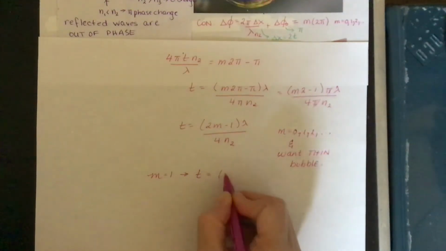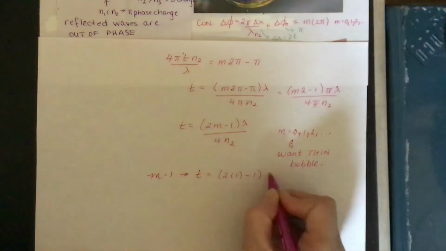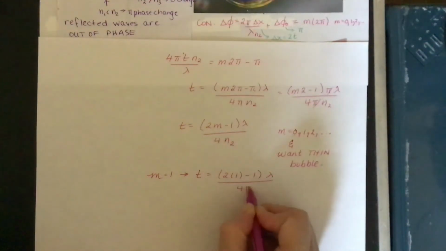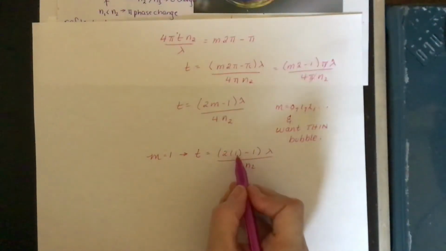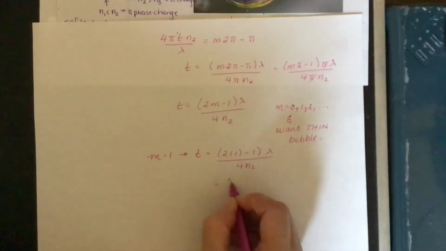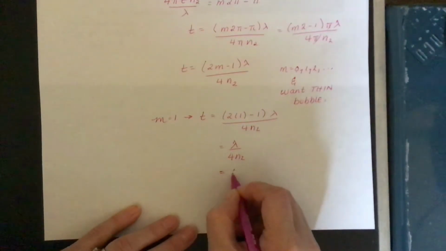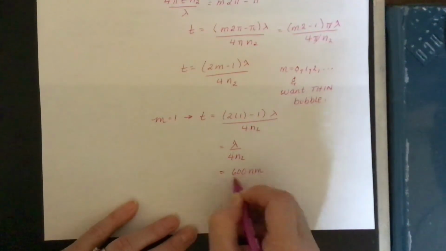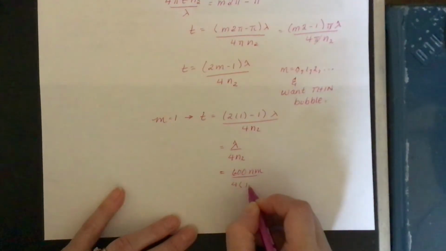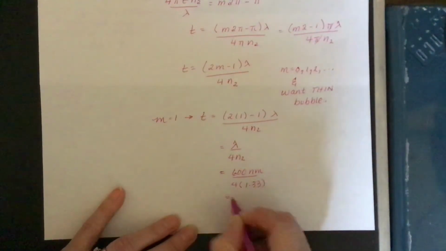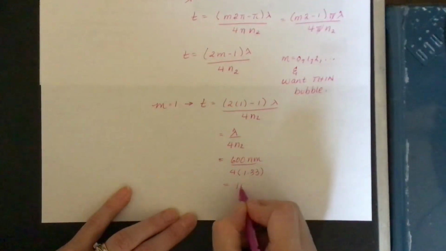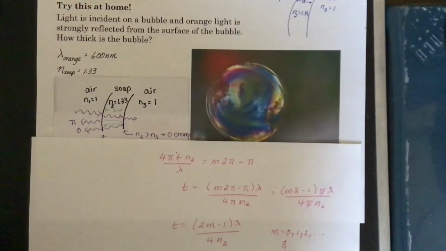So t is equal to 2 times 1 minus 1 times lambda divided by 4 times N2. This one looks pretty good. 2 times 1 is 2. Take away 1 gives us 1. That's lambda over 4 times N2. We can put in the numbers that we know. Lambda is our wavelength of orange light. That's 600 nanometers. Divide that by 4 times the index of refraction, 1.33. Put that through the calculator and we get 113 nanometers. That's a pretty thin little soap film, and we can figure out that thickness just by thinking about the color of the reflected light, so that's kind of neat.